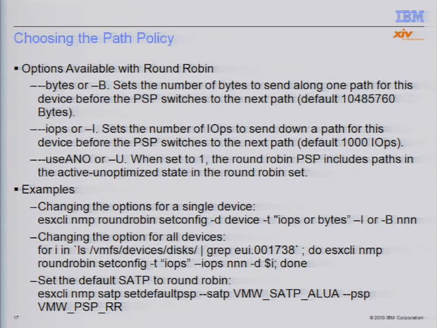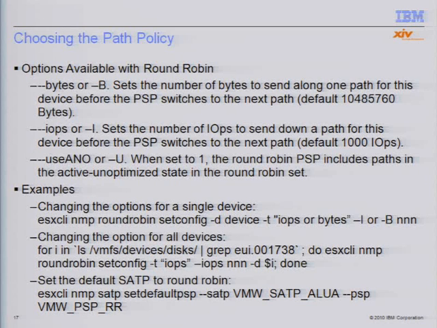Make sure you put the double quotes around IOPS or bytes. And then -I or -B, and you put a number in. -I for IOPS, and then the number of IOPS you want to change it to after. If you want to change them all at one time, you can use this for loop. This for loop is basically just grepping out the information of your devices and inputting it into that same command that we had above.